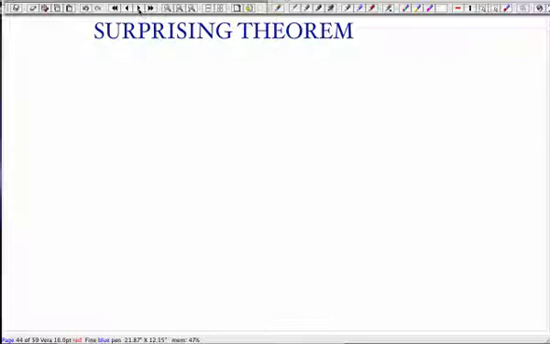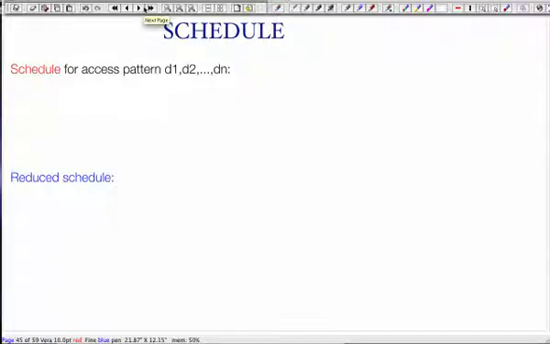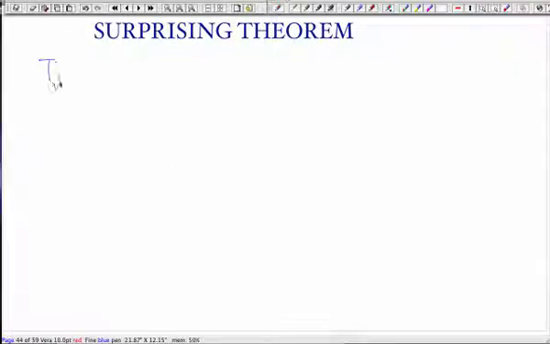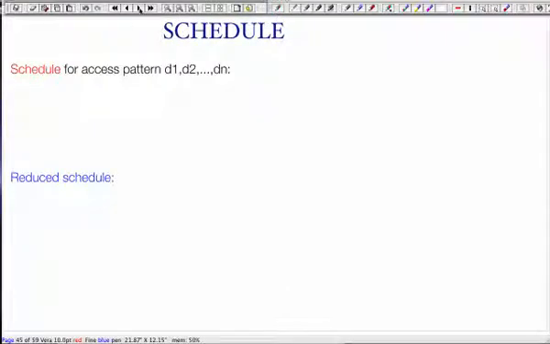Okay? So the surprising theorem we have about this, I'm going to use SFF to be the Belady rule, is that the Belady rule is optimal.